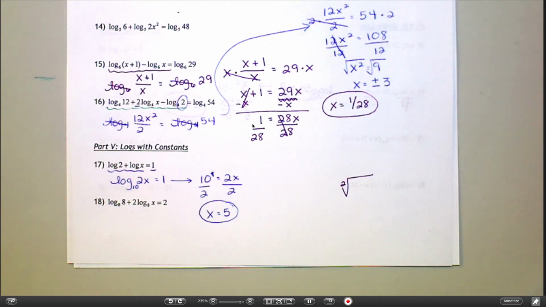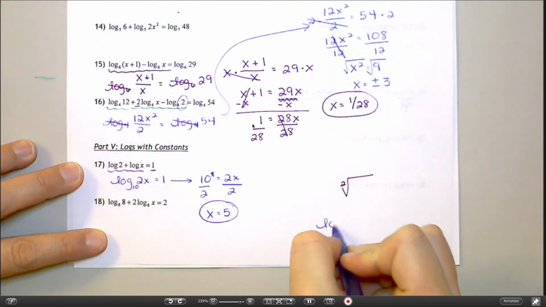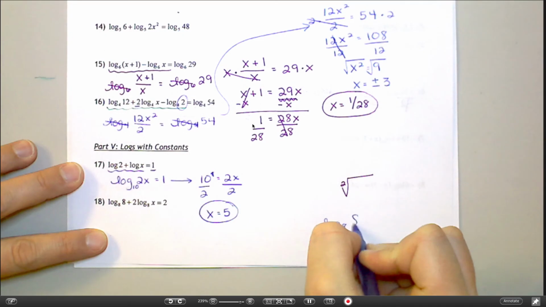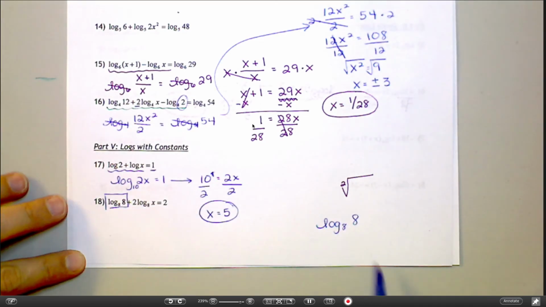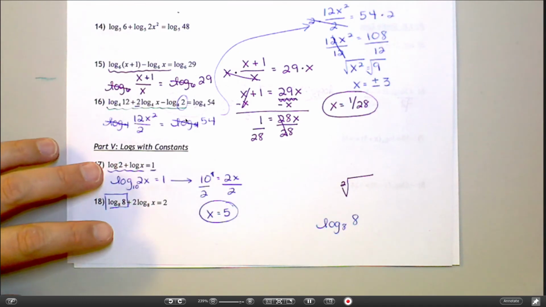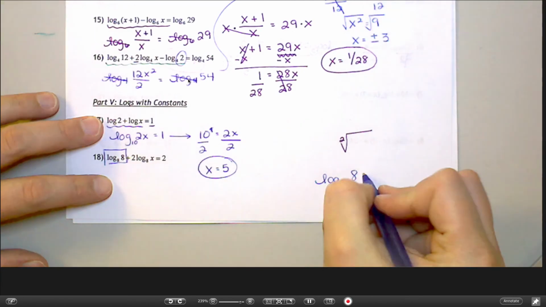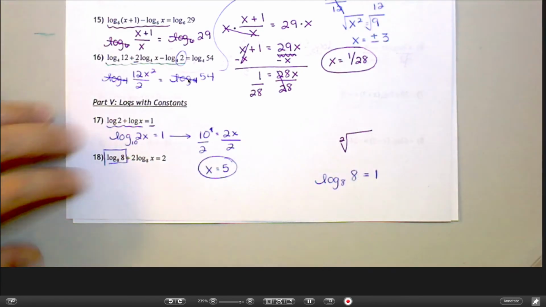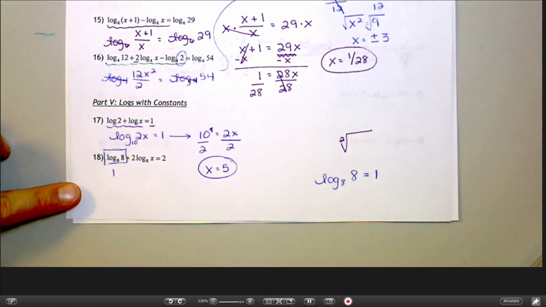Drew? Number 18, this is log base 8 of 8, doesn't that cancel out? It sort of does. That's a good point. Think about this. Log base 8 of 8. So I'm looking at just this piece by itself. What that is saying is 8 to the power of what gives you 8? 8 to the power of 1 would give you 8. So this right here would just be equal to 1.